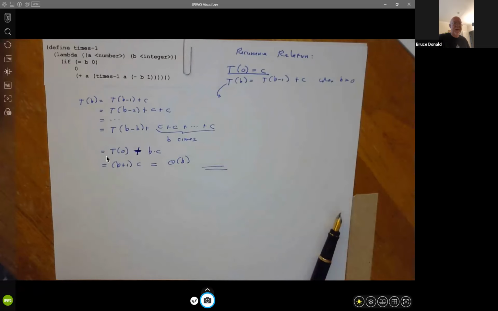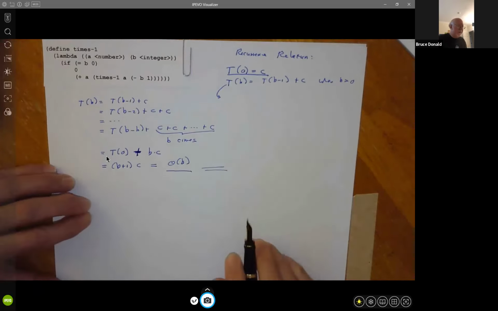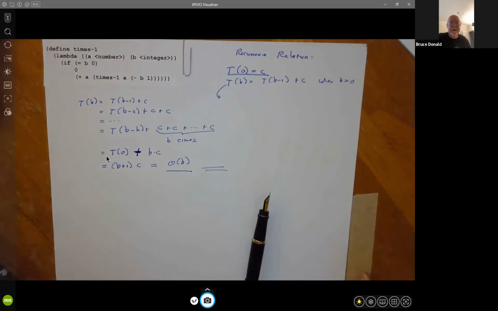Not that surprising, but notice this is a recursive process generated by this syntactically recursive function. And moreover, we could prove it correct, and have proven it correct, using induction plus the substitution model. And our proof here of the complexity being linear time, i.e. order B, is very similar in flavor to an inductive proof. All right. Any questions before I go on?